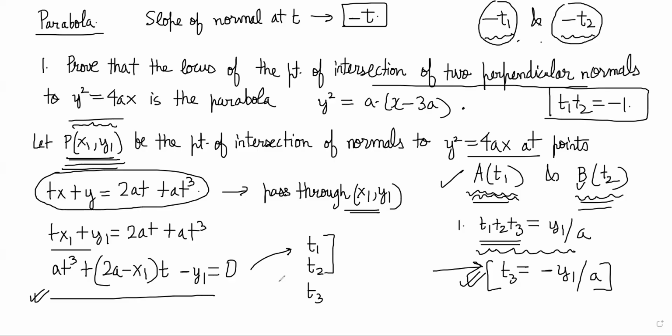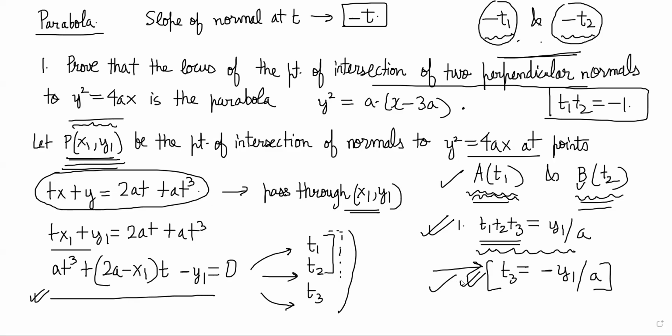We got a cubic from there, and a cubic has three possible roots. Any cubic will have either one root or three roots. It cannot have just two roots. So therefore we are able to conclude, since they have said that there are two normals, there are guaranteed two roots, which means there are actually three roots. And since there are three roots now, we have this relation by Vieta's relation, T1 T2 T3 is y1 by a. And because the normals were perpendicular, T1 T2 was equal to minus 1. So from here we got T3 is minus y1 by a.